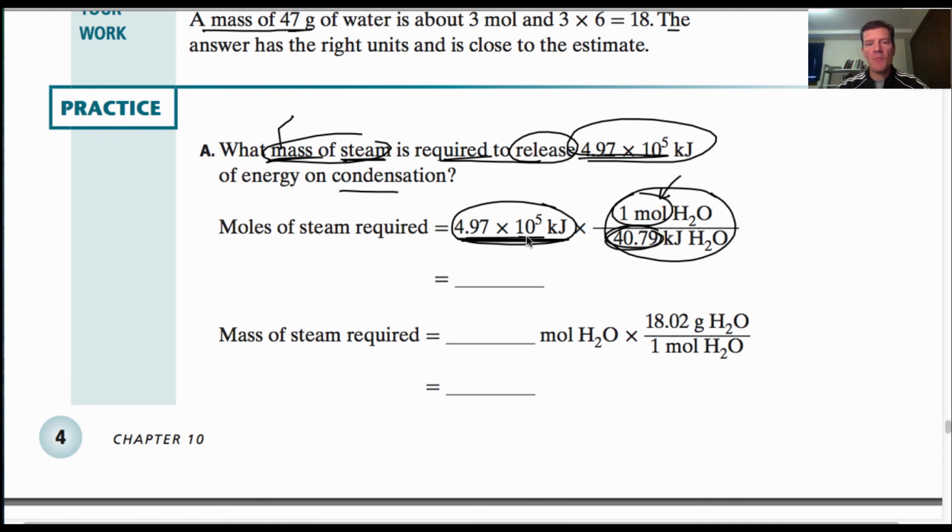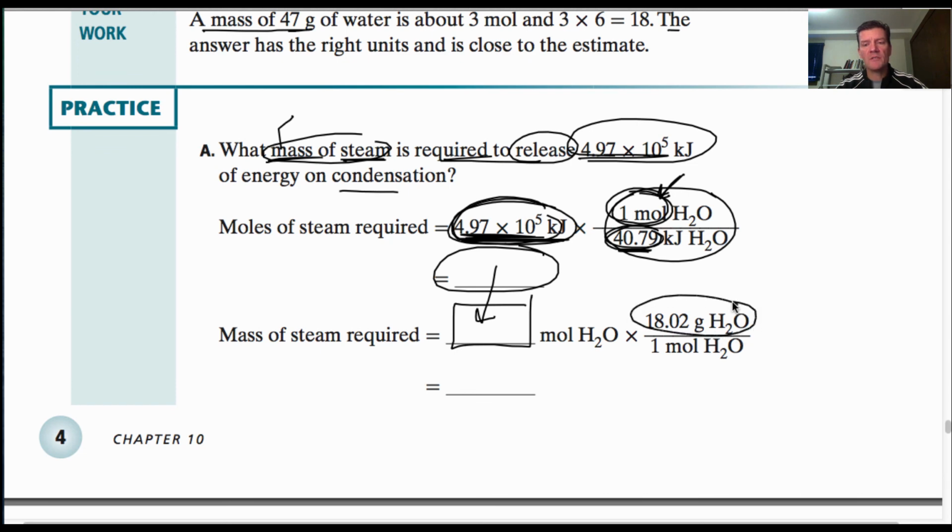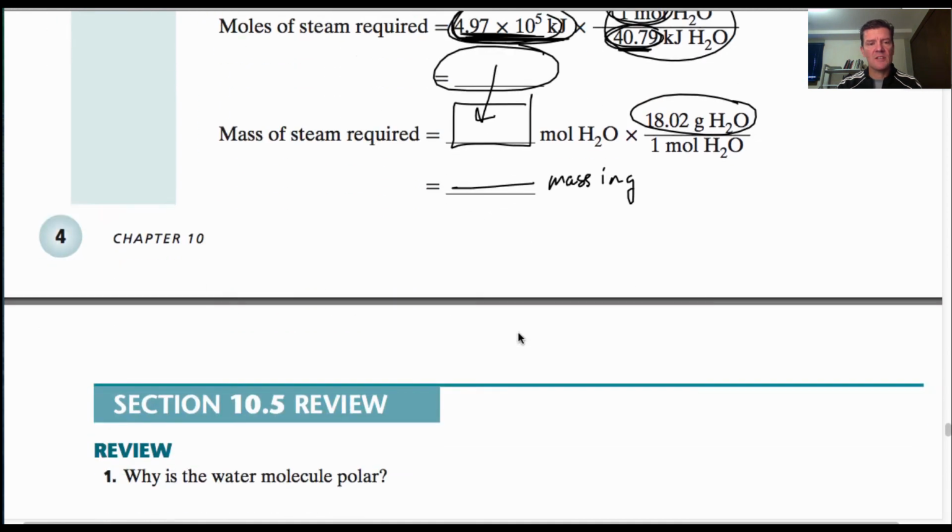Well, we released a lot more than just 40.79. Look at how much we released. It's 4.97 times 10 to the fifth. That's a lot bigger than 40.79. So we must have been using more than just 1 mole. Okay? So you would take this number, 4.97 times 10 to the fifth, divided by 40.79. That'll give you this value. And then you take that value, that's how many moles you have. See our units here, moles, and then you would multiply by the molar mass of water to find out your mass down here. This would be the mass in grams. Okay? And I know you can do those calculations.